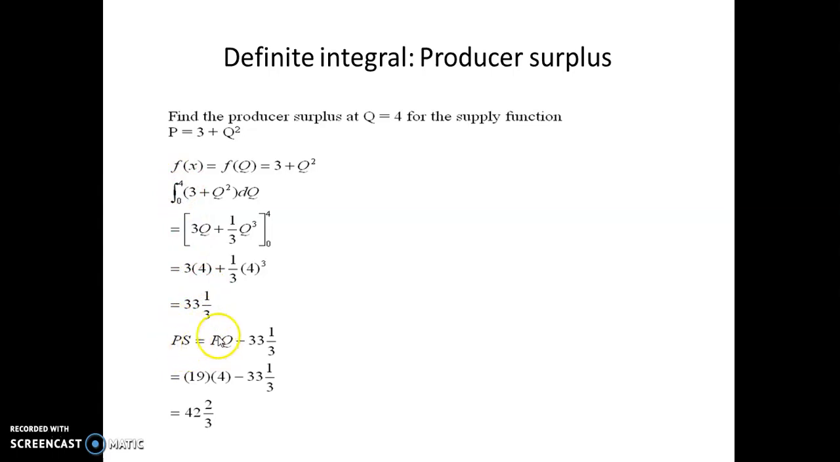And the price, you can see, if you substitute 4 into this function, 4 squared is 16 plus 3 is 19, and quantity is 4. So price times quantity, 19 times 4 minus 33 and a third, which is the area beneath the supply function. What it leaves you with is your producer surplus of 42 and 2/3.